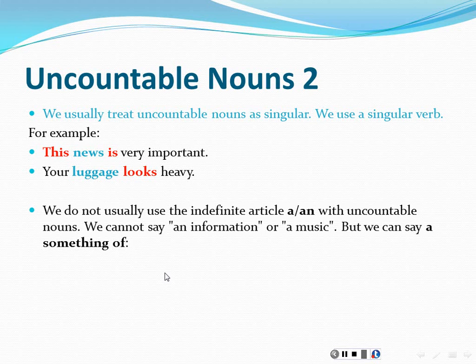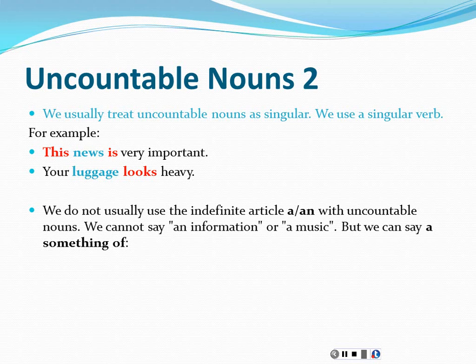Another note, ملاحظة ثانية. We do not usually use the indefinite article a and an with uncountable nouns. يعني لا نستخدم أدوات التنكير a or an مع الأسماء الغير معدودة. قلنا أنه نعاملها معاملة الأسماء المفردة. صحيح نستخدم أدوات التنكير والتعريف مع الأسماء المفردة ولكن لا نستخدمها مع الأسماء غير المعدودة.